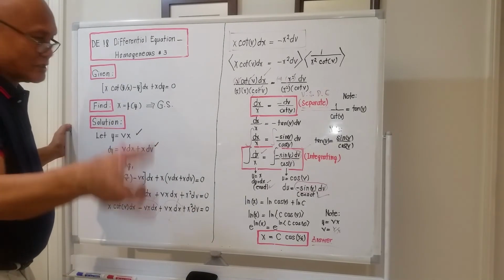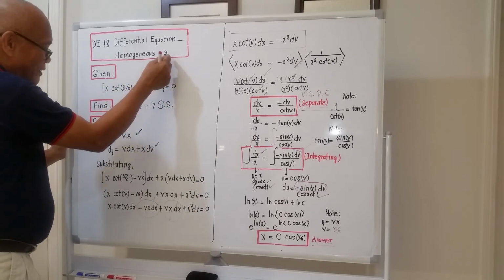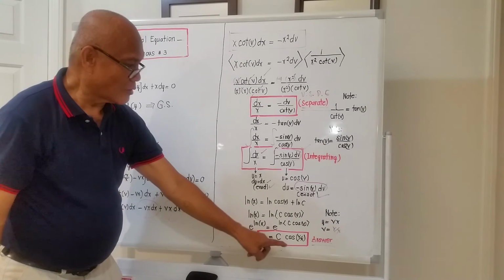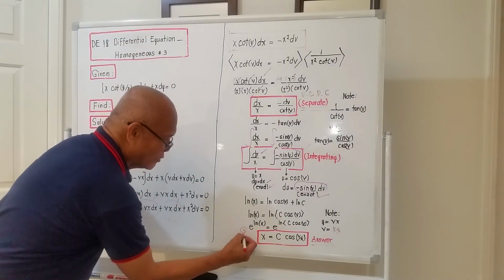So our topic for this afternoon is the solution of a homogeneous differential equation, example number 3. The final answer is x equal to c cosine of the ratio y over x. That is our general solution.